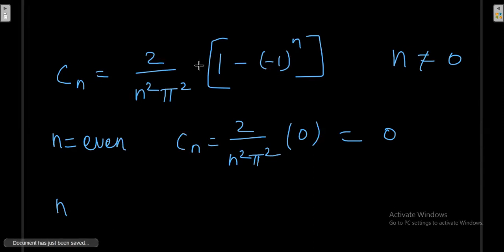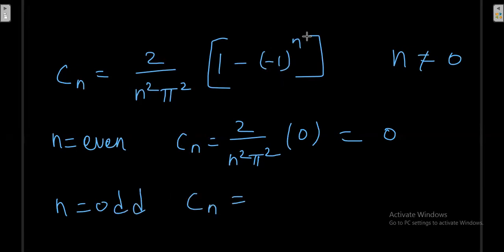This is having meaningful value only when n is odd. So when n is odd, again what is the value? When n is odd, minus 1 power odd number will always be minus. Already one minus is there, so you will be getting 2. So when n is odd, you are having 4 divided by n square pi square. Okay, 4 divided by n square pi square.